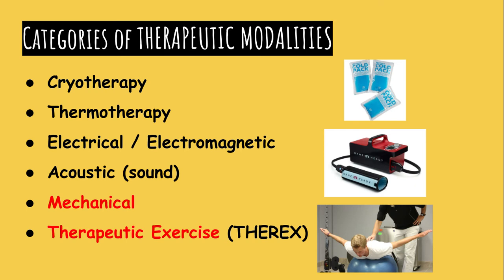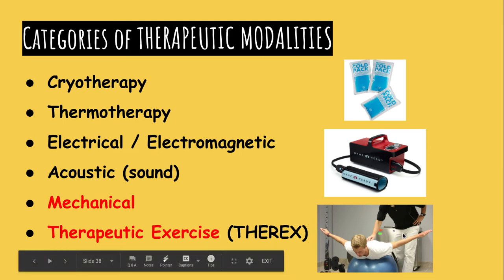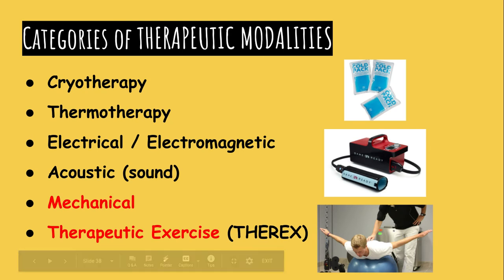And then you have your mechanical. So this is where it's more hands-on, could be things like massage, chiropractic adjustments, things like that. And then you have your therapeutic exercises. So if you look at this bottom image, he is trying to do some scapular exercises to strengthen the muscles. Most likely he has some type of shoulder injury.